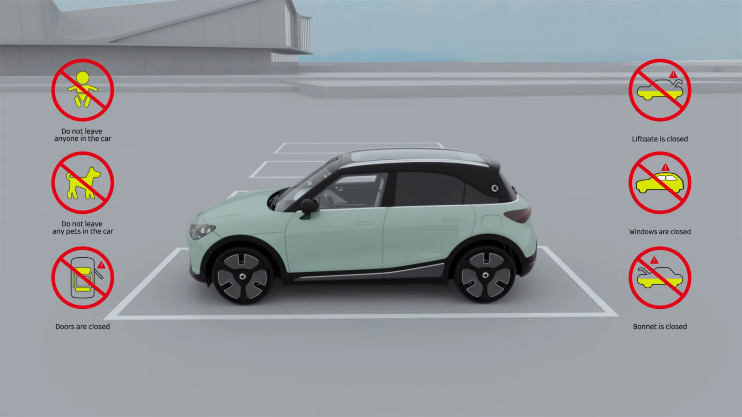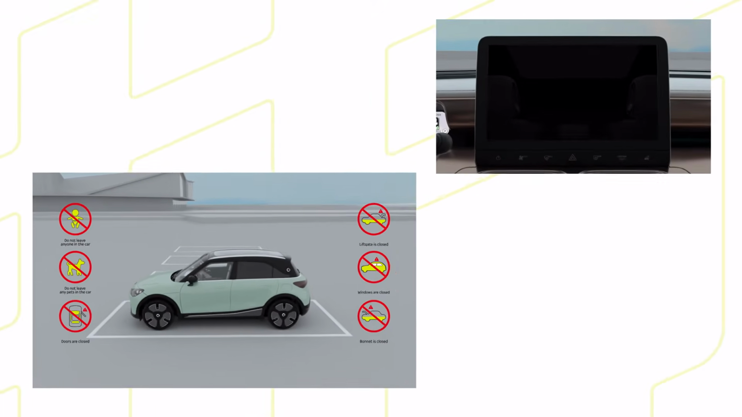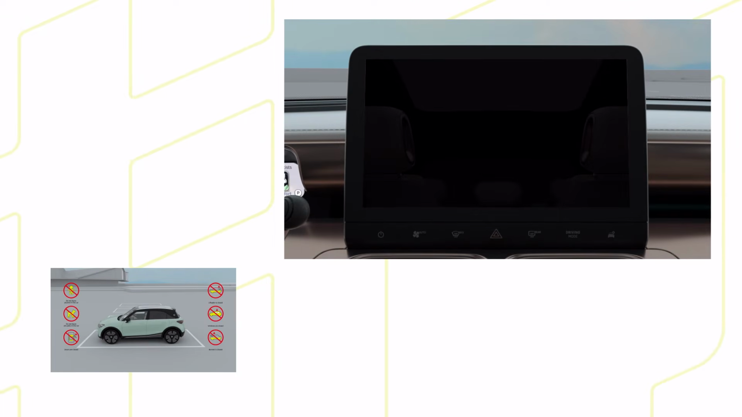Do not leave any people or pets in the car. Make sure that all the doors and windows are closed, as well as the liftgate and the bonnet. After the 2-minute countdown, the screen will go blank for about 6 minutes. Please don't do anything to the vehicle during this process. Do not operate the vehicle in any way during installation.